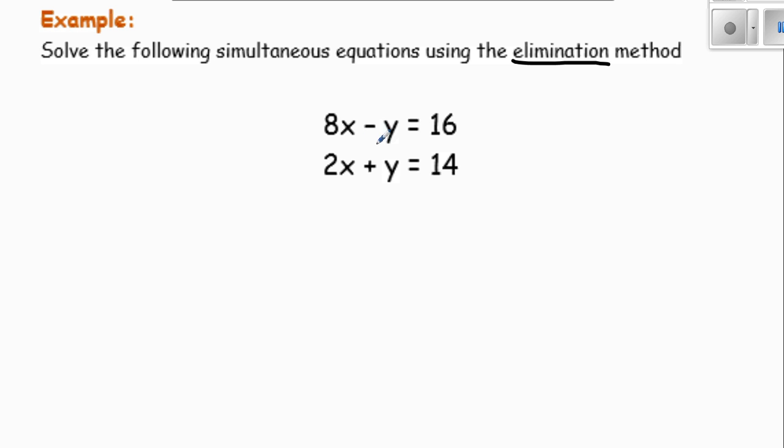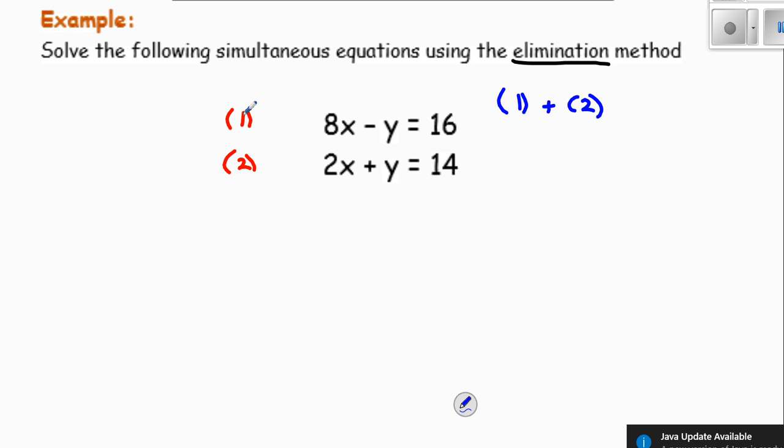But at this point, notice that it's really easy to eliminate the y because you've got minus y and plus y. And how could you make the y disappear? You could eliminate the y if you add the first equation to the second equation. So what I like to do is first of all name the equations. That's equation 1, that's equation 2. So my plan is I'm going to do equation 1 plus equation 2, because if we add these two together, the y will be eliminated. Let me show you what I mean by that.